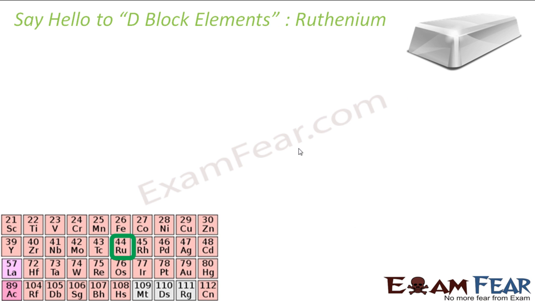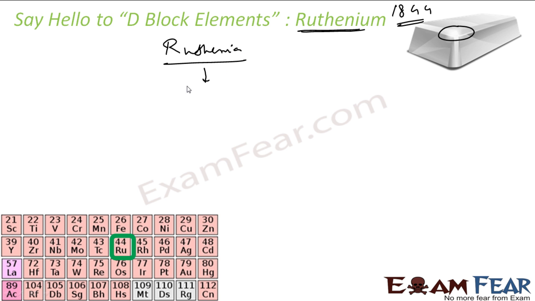The next is ruthenium. This ruthenium is again lustrous and silvery white. It is inert to most chemicals, not much reactive. It was discovered in 1844 by a German scientist and it was named after Ruthenia. What is Ruthenia? Ruthenia is nothing but the Latin word for Russia. So ruthenium is named after Russia.